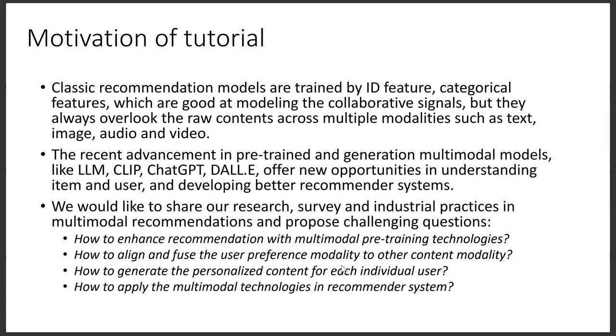As we know, the classic recommendation models are trained by ID features and category features, for example the user ID, item ID, user gender, user demographic information, and the item category information. This kind of data is very good at modeling the collaborative filtering signals, but it always overlooks the raw content data, like text, image, audio and video.